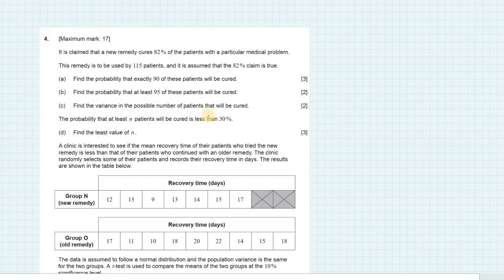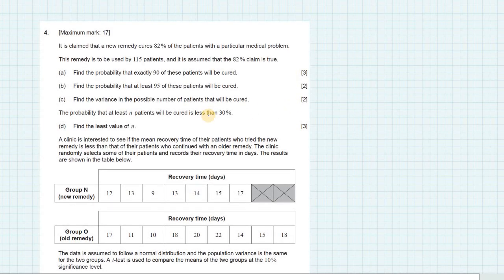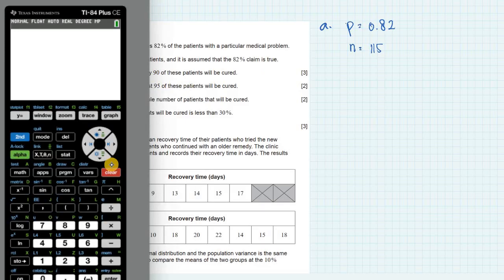I will zoom out a little bit so we have more space to work on here. Question A: find the probability that exactly 90 of these patients will be cured. In this case, the probability of success is 0.82, the number of trials is 115, and exactly 90. Let's input it to our calculator.